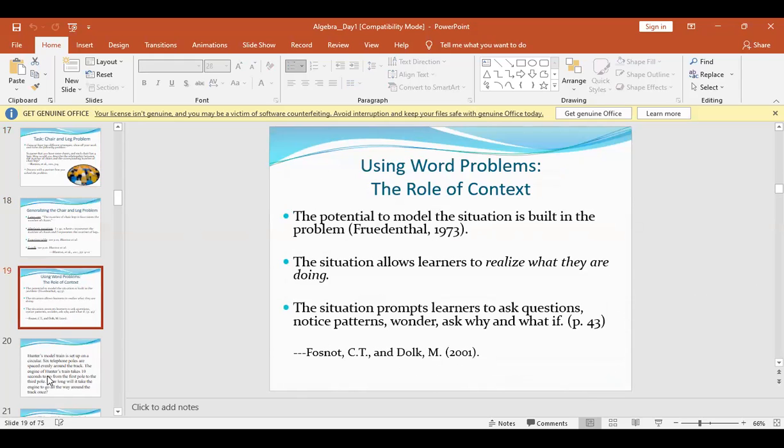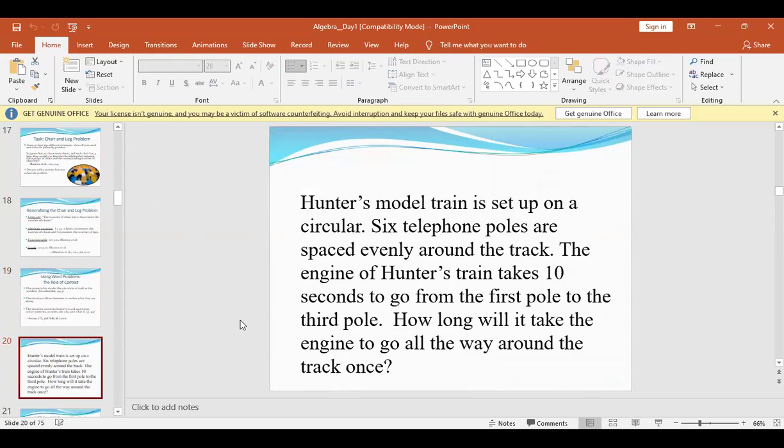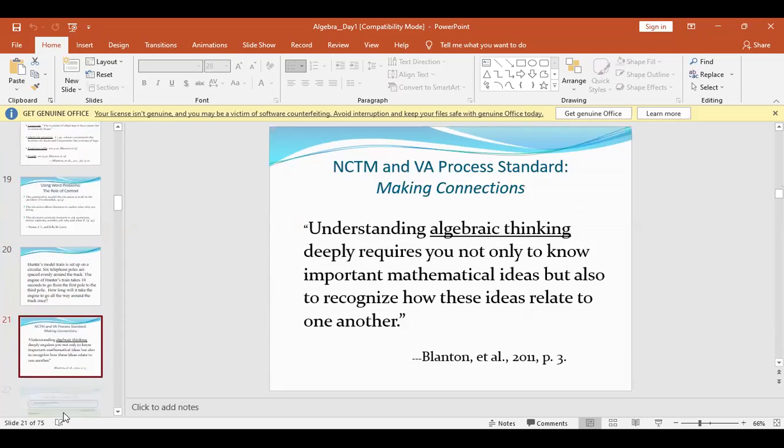Para malaman nyo yung ano ang ginagawa at saka ano yung hinihingi ng word problem. So, let's talk about this. So, ito siya. Hindi natin siya gagawin kasi meron na kayong problem na i-present.